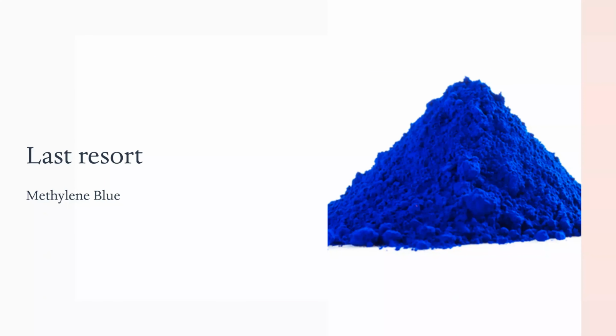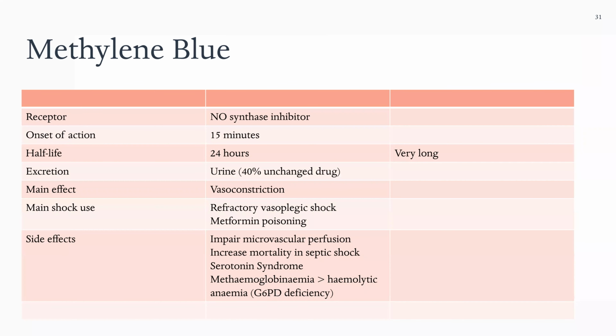A last resort that we can go to, methylene blue. It's a nitric oxide synthase inhibitor. Onset of action is 15 minutes with a very long half-life. It causes vasoconstriction, and the main shock use is refractory vasoplegic shock. And then it's also useful in metformin poisoning. A lot of side effects.